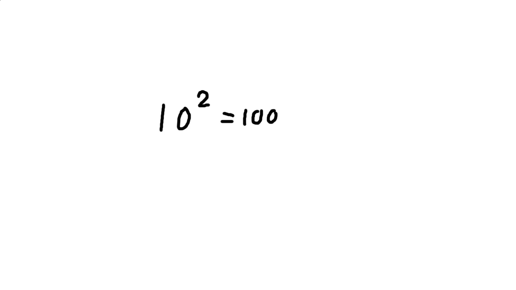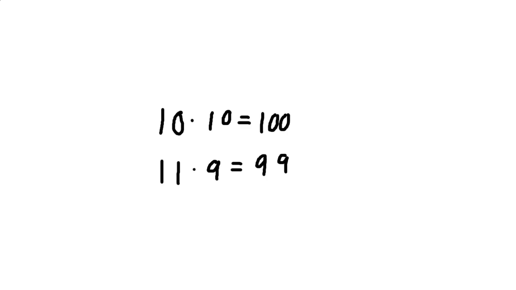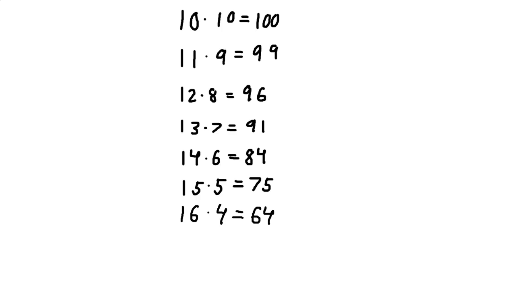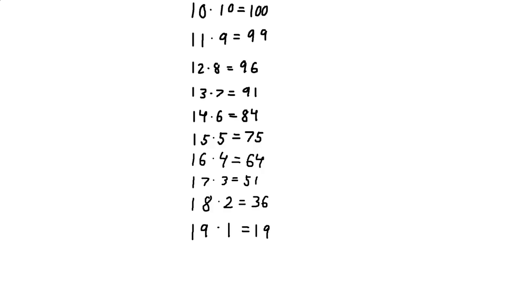Okay, now let's split 10 squared into 10 times 10. Now let's take these two 10s and increase one of them by 1 while decreasing the other by 1. Here we see that 11 times 9 is 99. If we continue this pattern, we get 12 times 8 is 96, 13 times 7 is 91, 14 times 6 is 84, 15 times 5 is 75, 16 times 4 is 64, 17 times 3 is 51, 18 times 2 is 36, 19 times 1 is 19, and finally, 20 times 0 is 0.